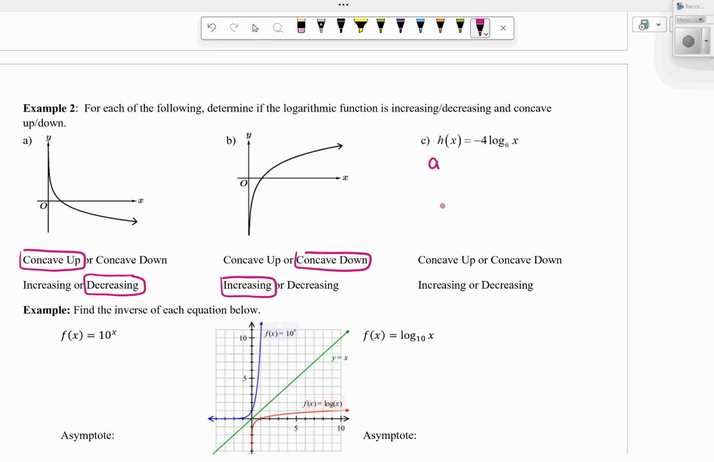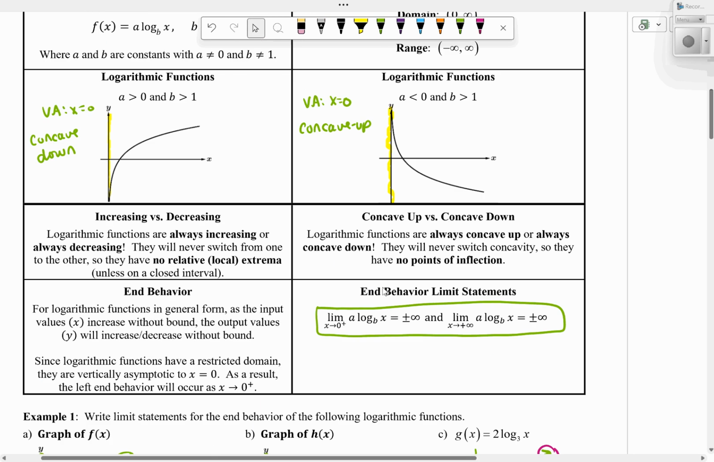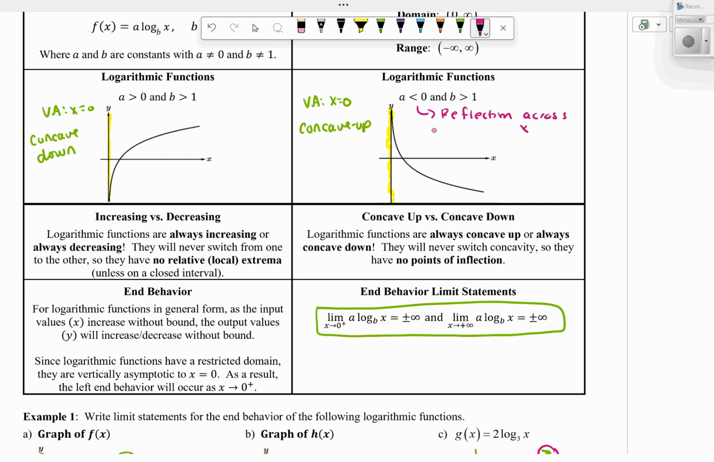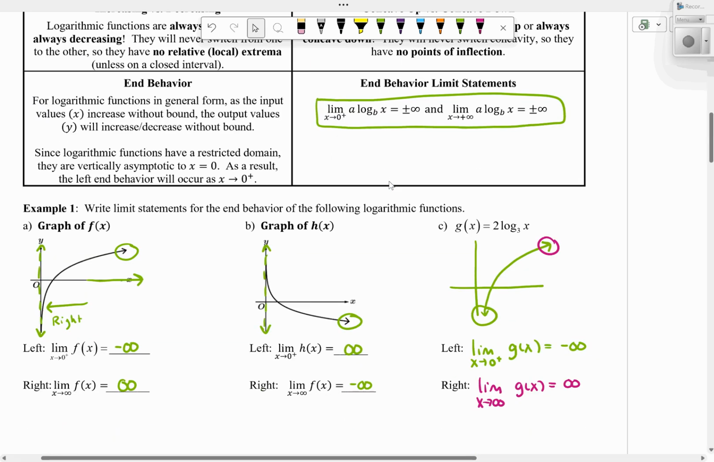So here our a value is less than 0. And again, if you forget the graphs, if your a value is greater than 0, it's going to go like this. Less than 0 goes like this because, again, that's a reflection across the x-axis. If you want to make a note to reflect across the x-axis. So that's why it's going the other way.